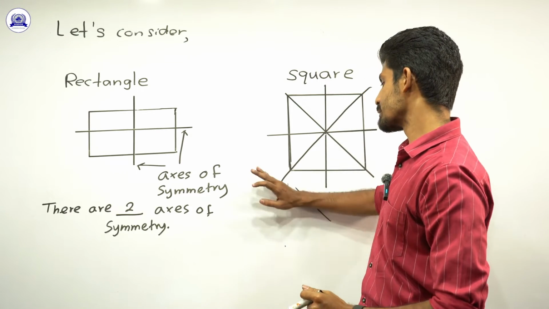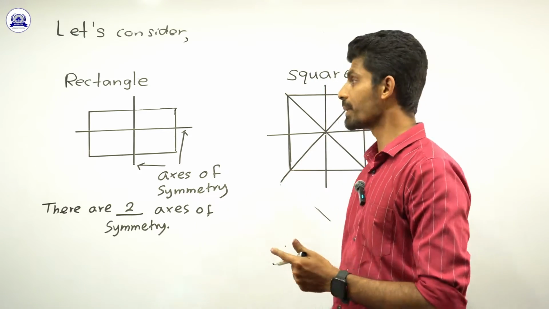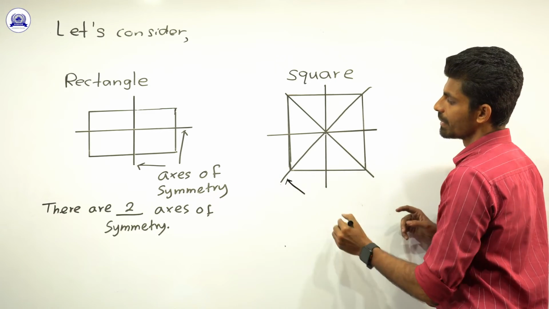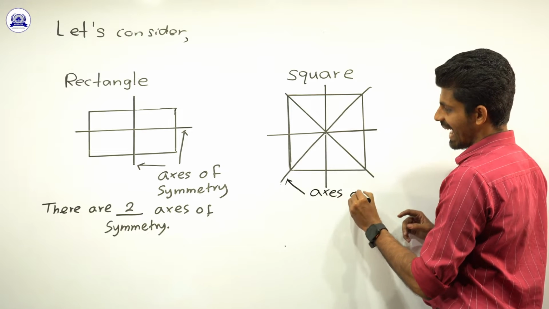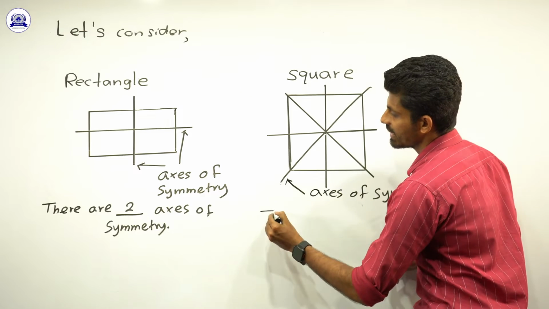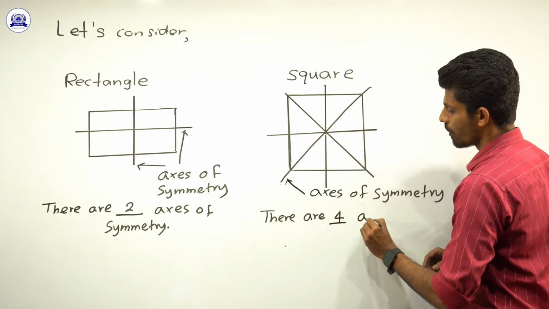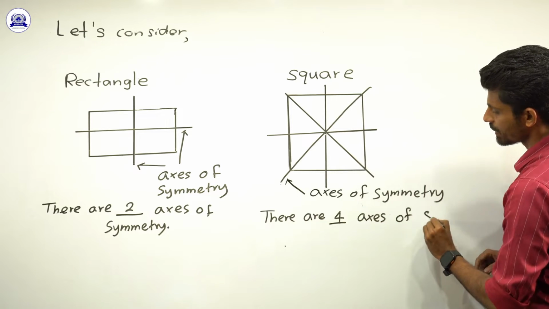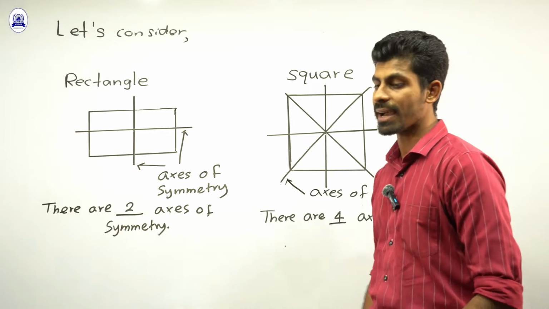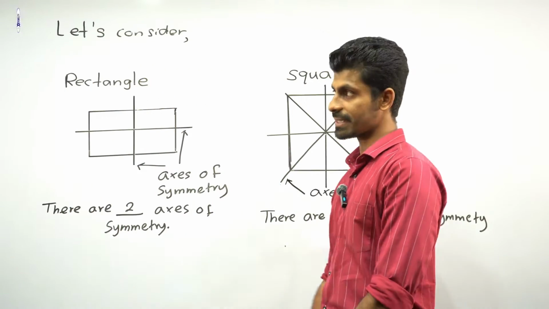Right? Now just quickly tell me, how many axes of symmetry are there for the square? Look at this one. That means there are four axes of symmetry. There are four axes of symmetry for the square.